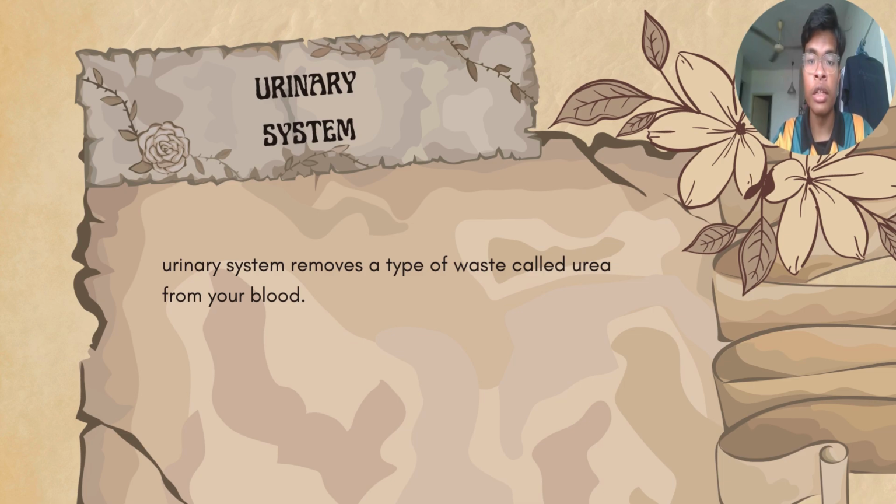Now, moving on to the next topic, which is the urinary system. What is the urinary system? Inside our blood, there's a waste called urine, and the function of the urinary system is to remove that waste, and that is why we call it the urinary system.